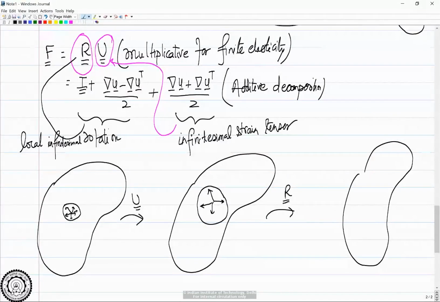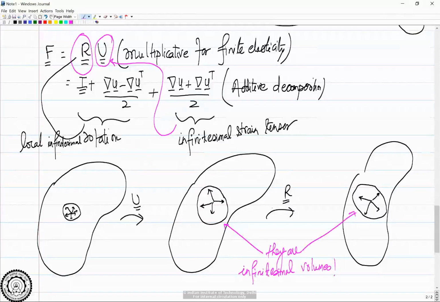But due to R, this volume will simply rotate. Of course, I have drawn a big volume, but you have to think that it's an infinitesimal volume around the point. So I'll just write here: they are infinitesimal volumes. So due to this big R, all the lines within this infinitesimal volume neither stretch nor change the angle between them. All that is happening just in the U part. Okay, very good. Any other question?